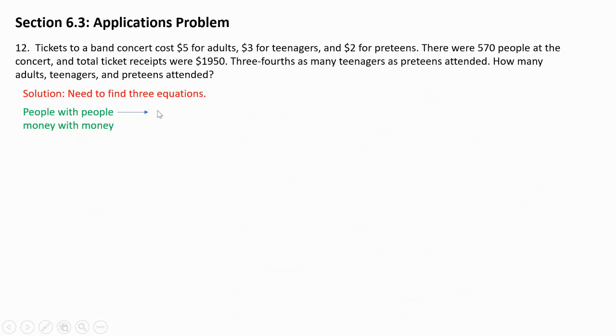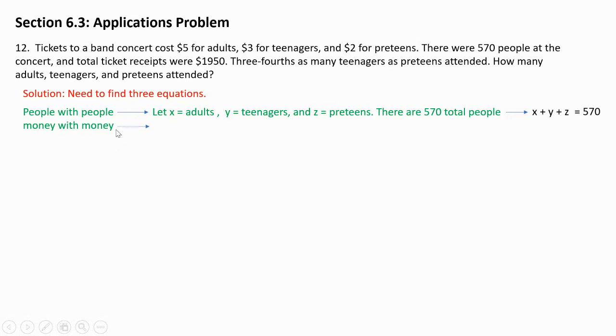Okay, here we go. Since adults are first, I'm going to let x equal adults. Teenagers are second, so I'm going to let y equal teenagers. And then lastly, since we have preteens, I'm going to let z equal preteens. And there were 570 total people. So my equation 1 will be x plus y plus z equals 570.